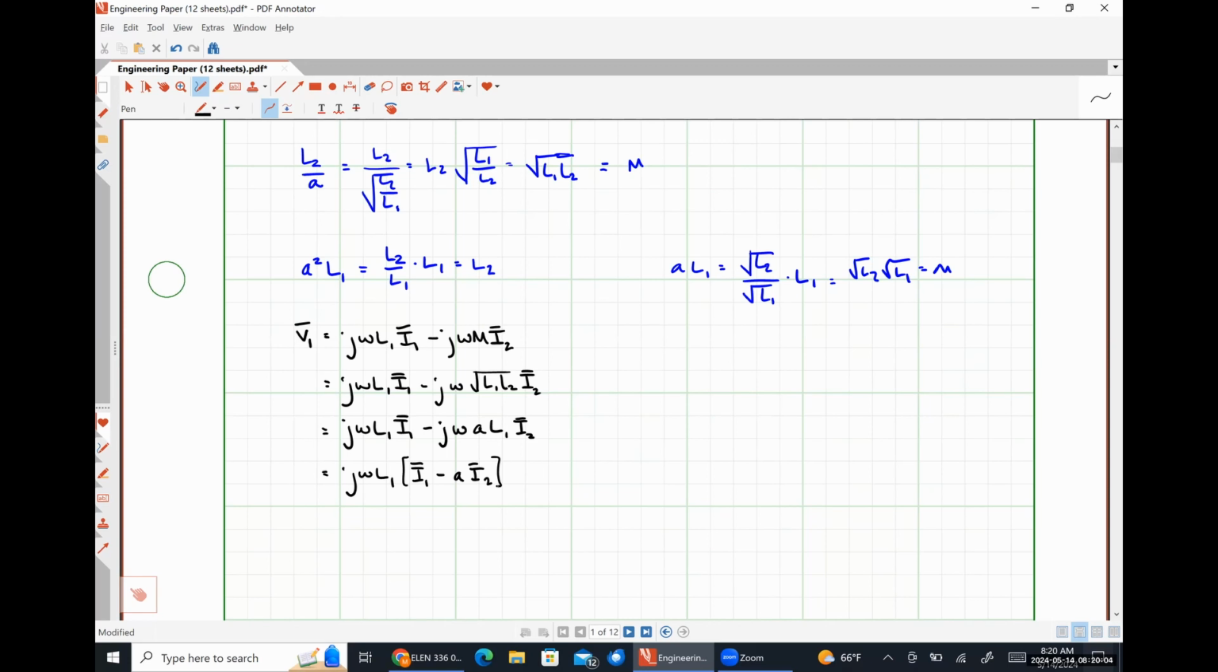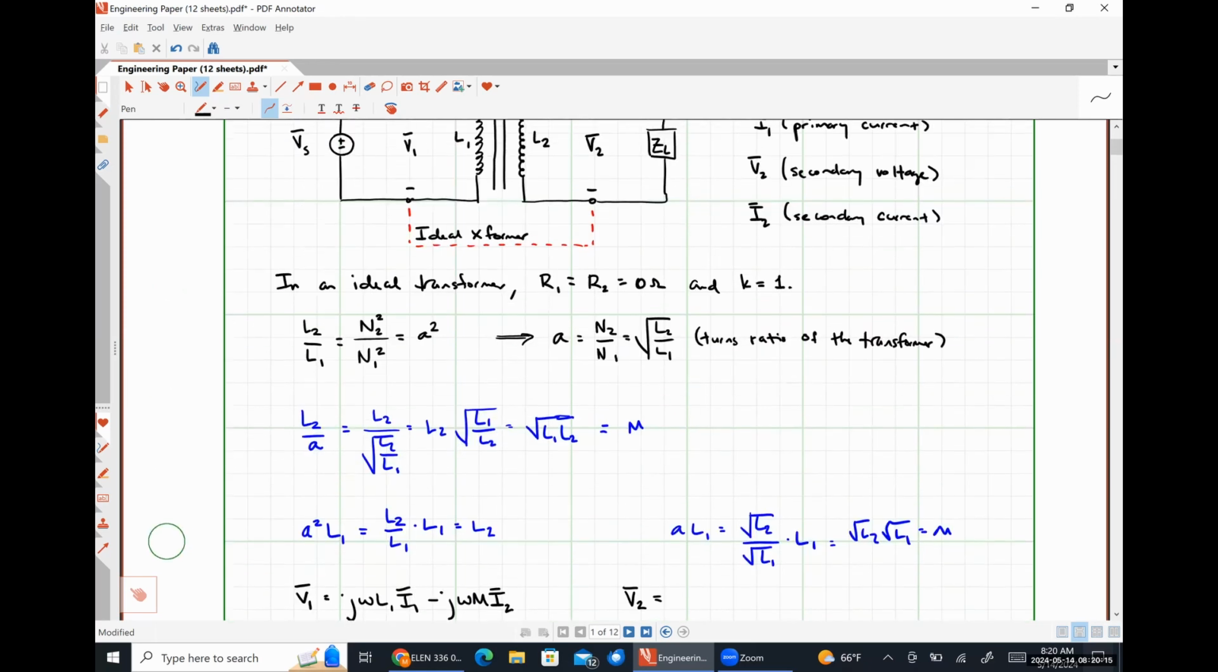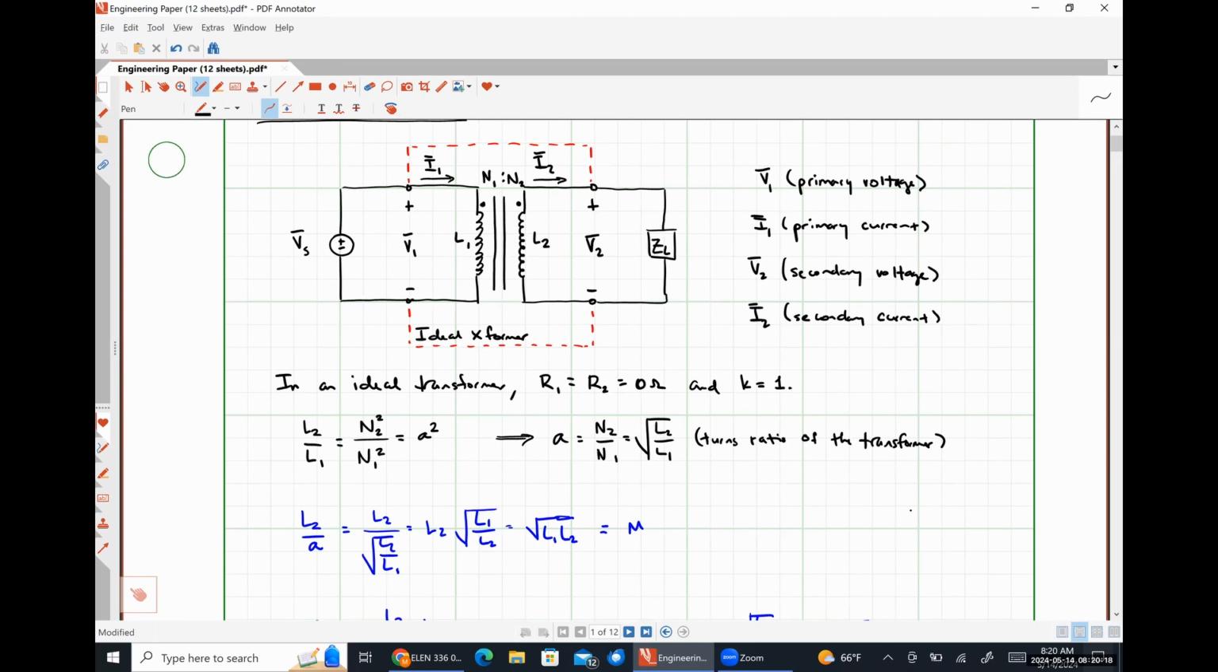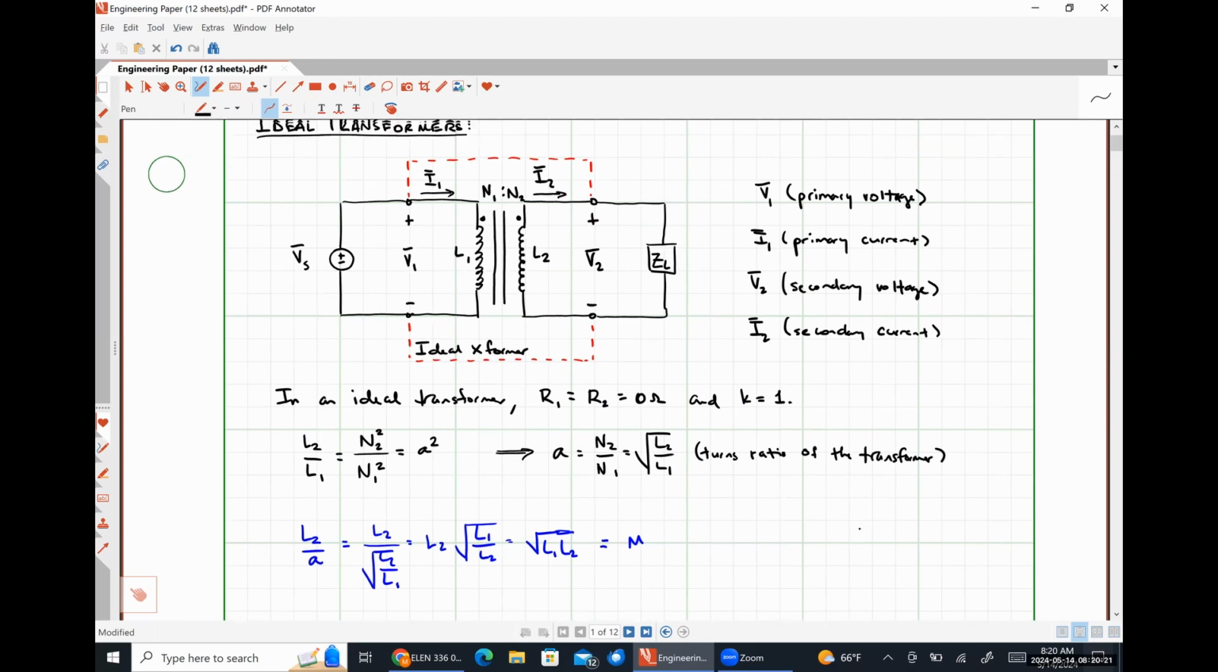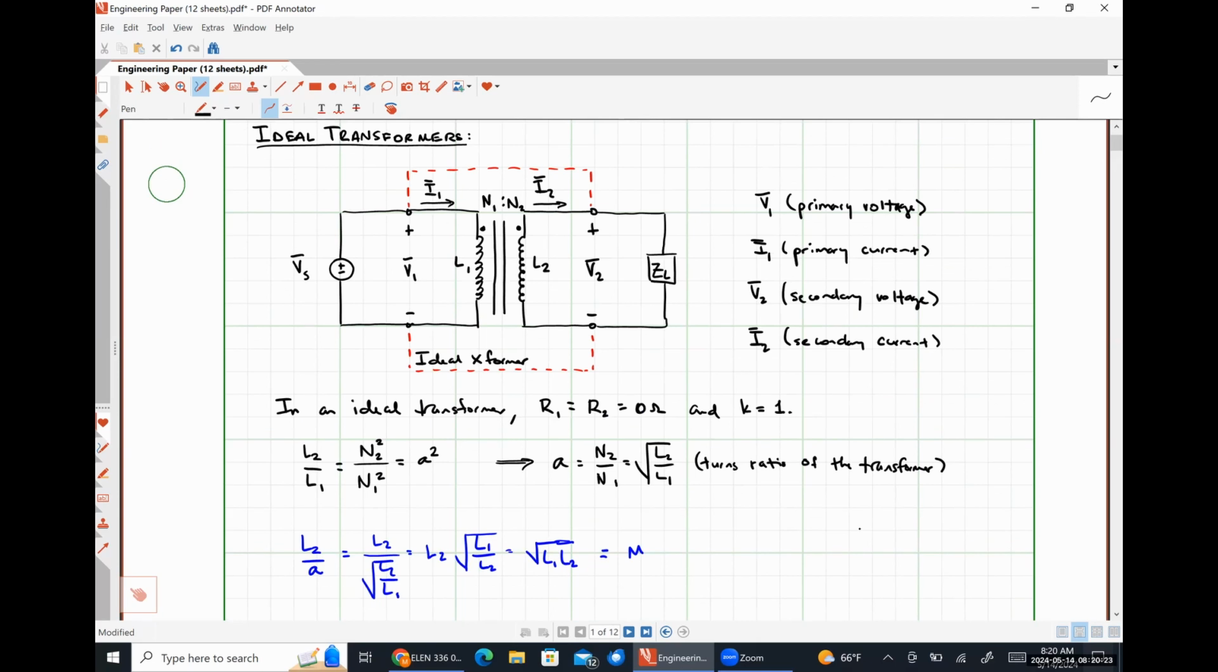So on the right-hand side here, let's do the same thing for the voltage V2. Let's scroll up and look at what's going on here. For our voltage V2, the positive polarity terminal is at the dot, and our current I2 is flowing into the undotted terminal. So I believe that we will have a negative sign on our self-inductance term. So we should have a negative j omega L2 times I2.